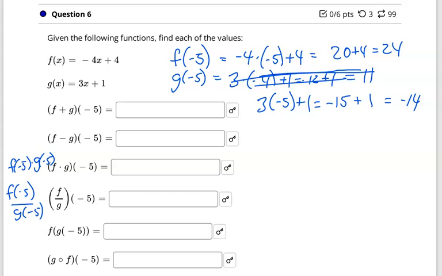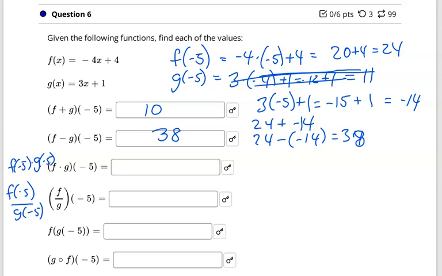Check again each time. Then go back and plug them in. F plus g at negative 5 is 24 plus negative 14, which is 10. F minus g of negative 5 is 24 minus a negative 14 equals 38. I had the 4 run in my brain somehow.